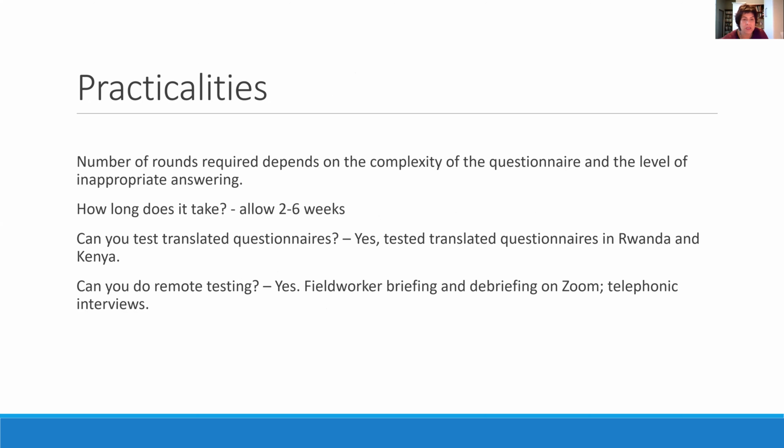Lastly, just a few practicalities. How many rounds is required depends on the complexity of the questionnaire and whether people answered appropriately or not. Bobby will also talk to that. It takes between, let's say, 2 and 6 weeks, again, depending.